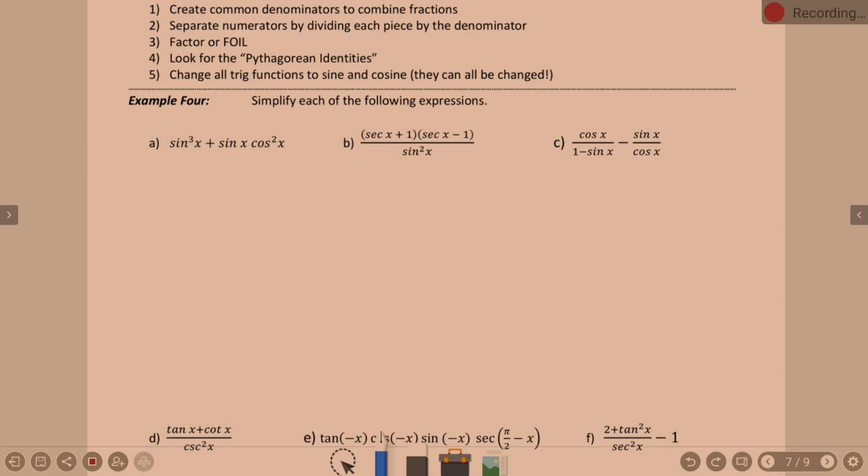Okay, so we're going to work on those things. So, example A. Sine cubed x plus sine x cosine squared x. We're looking for an idea. Okay. Now, I would say 1 and 2 are out because this is just 2 terms being added. There's no fractions to talk about. I figured 5's out, because everything's already sine and cosine. So at that point, we're factoring or foiling or looking for Pythagorean identities or something not on the list.